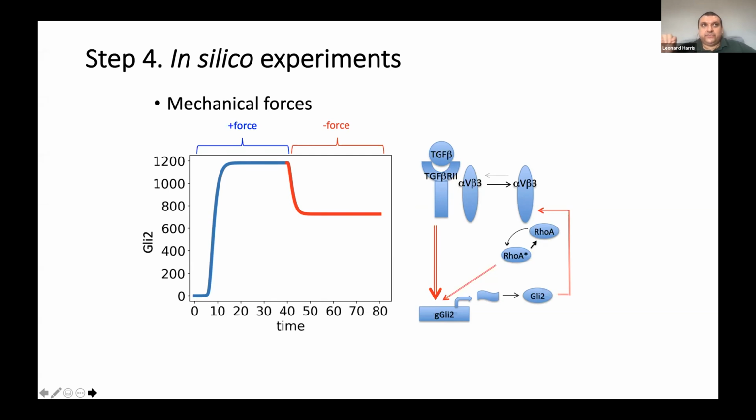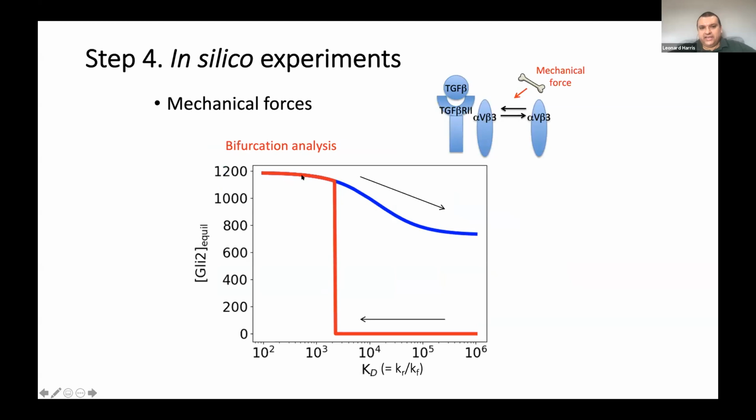And so it achieves a different steady state. So the system is basically bistable in that way. And that's what I've quantified here in what's called, for everyone else, a bifurcation analysis.